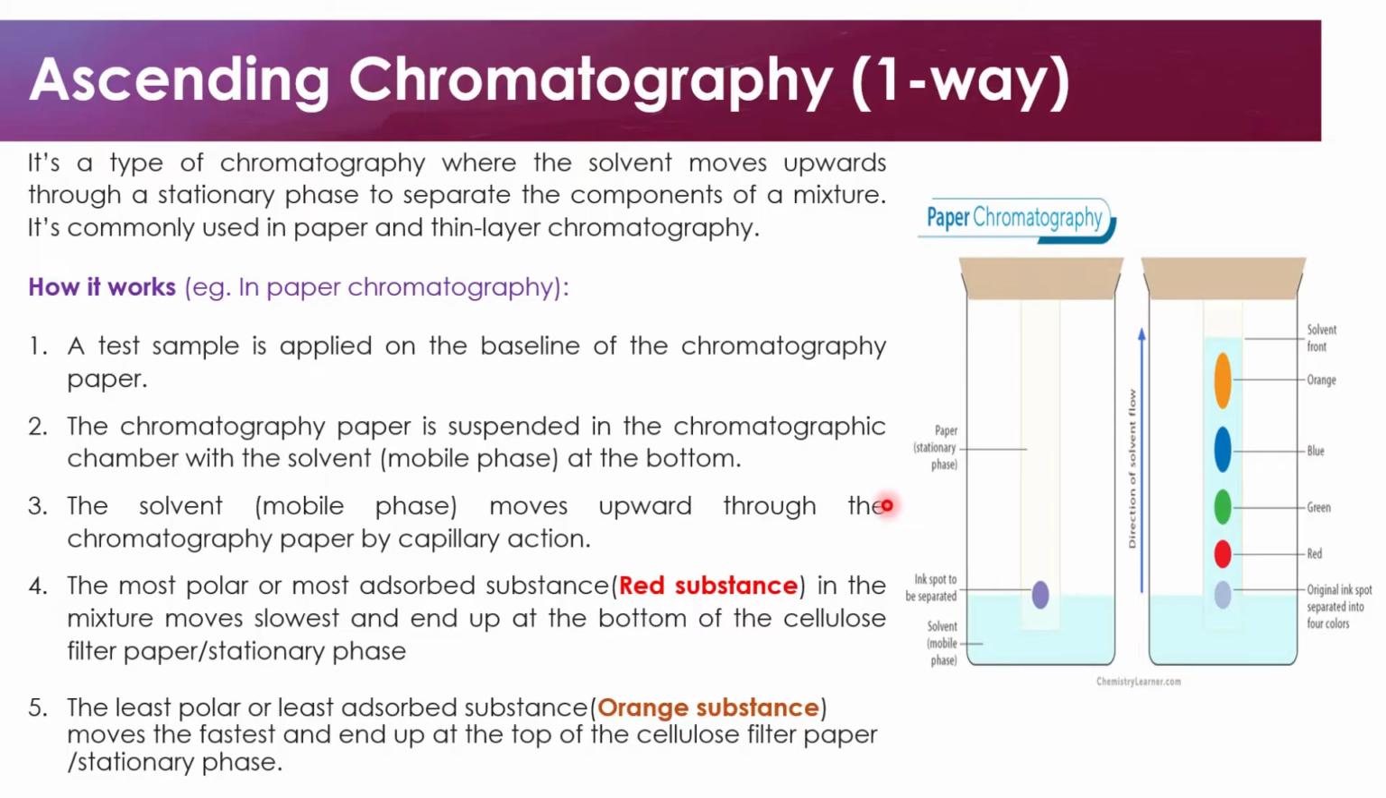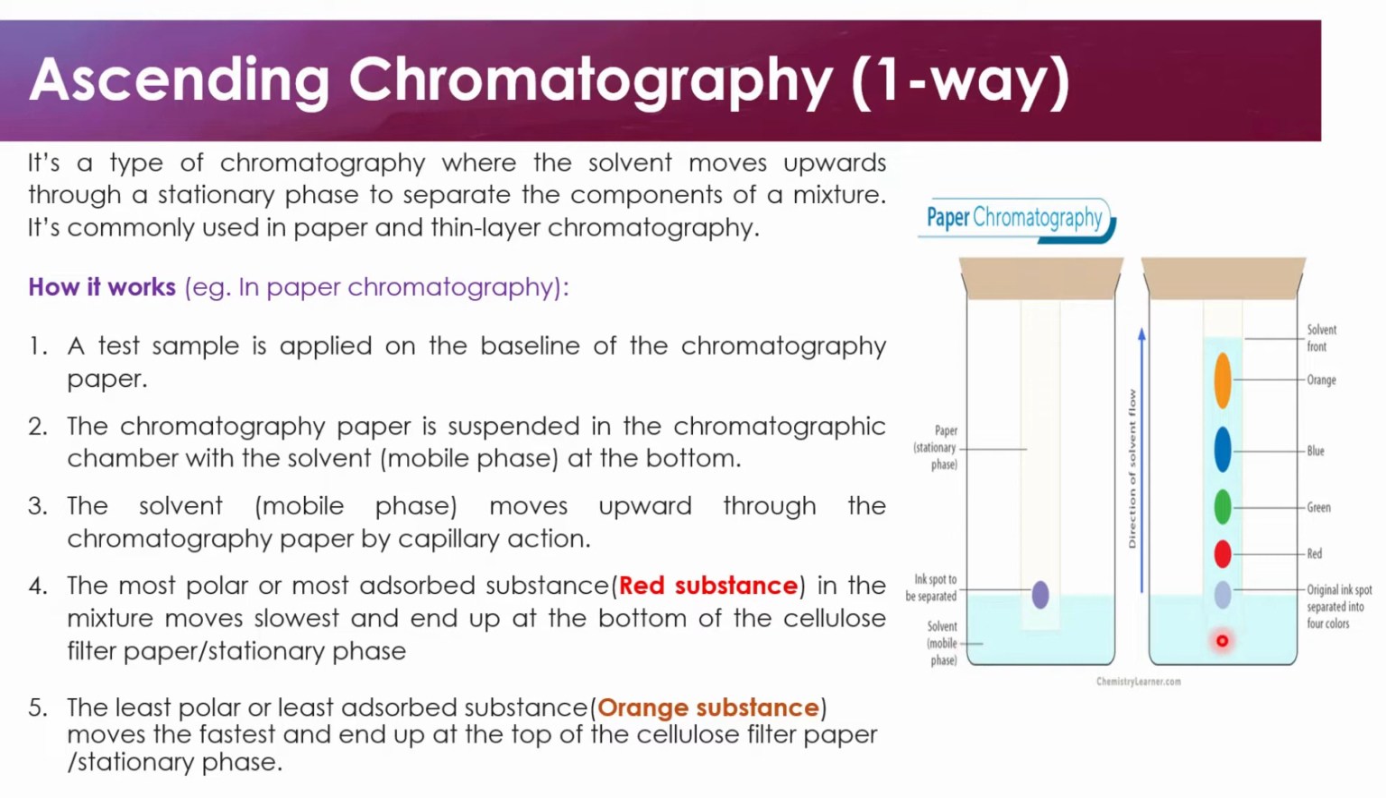So first, a test sample is applied on the baseline of the chromatographic paper. This is our chromatographic paper, which is acting as our stationary phase, and this is our test sample applied on the baseline. The chromatographic paper is suspended in the chromatographic chamber with the solvent, which is the mobile phase, at the bottom.